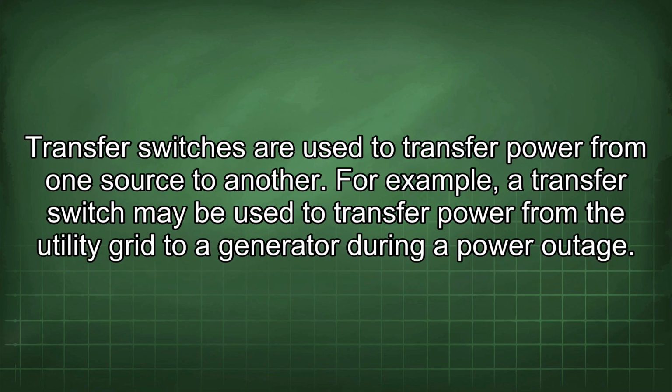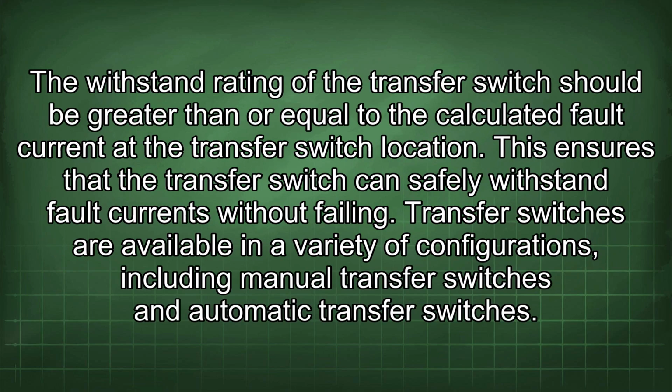Transfer switches are used to transfer power from one source to another. For example, a transfer switch may be used to transfer power from the utility grid to a generator during a power outage. The withstand rating of the transfer switch should be greater than or equal to the calculated fault current at the transfer switch location. This ensures that the transfer switch can safely withstand fault currents without failing.